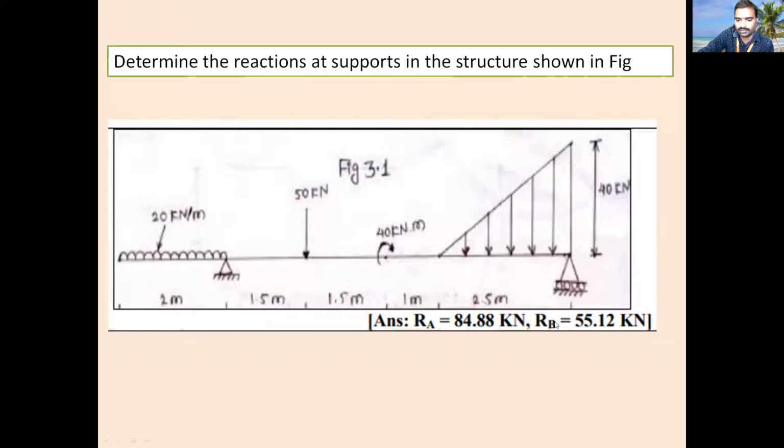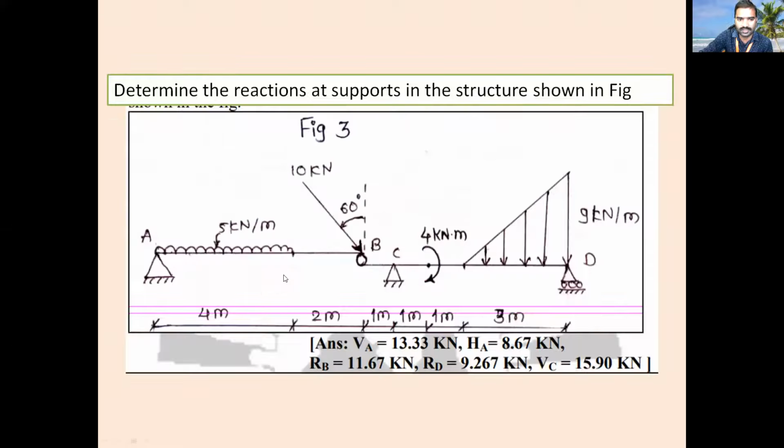RA and RB he has found. It means HA he has not given. He has not given means what? That is purely horizontal, that is purely zero. Correct है ना? Because there is no inclined load. Inclined नहीं है इसमें. Next. This type of problem I have taken: AB and BC, BD.